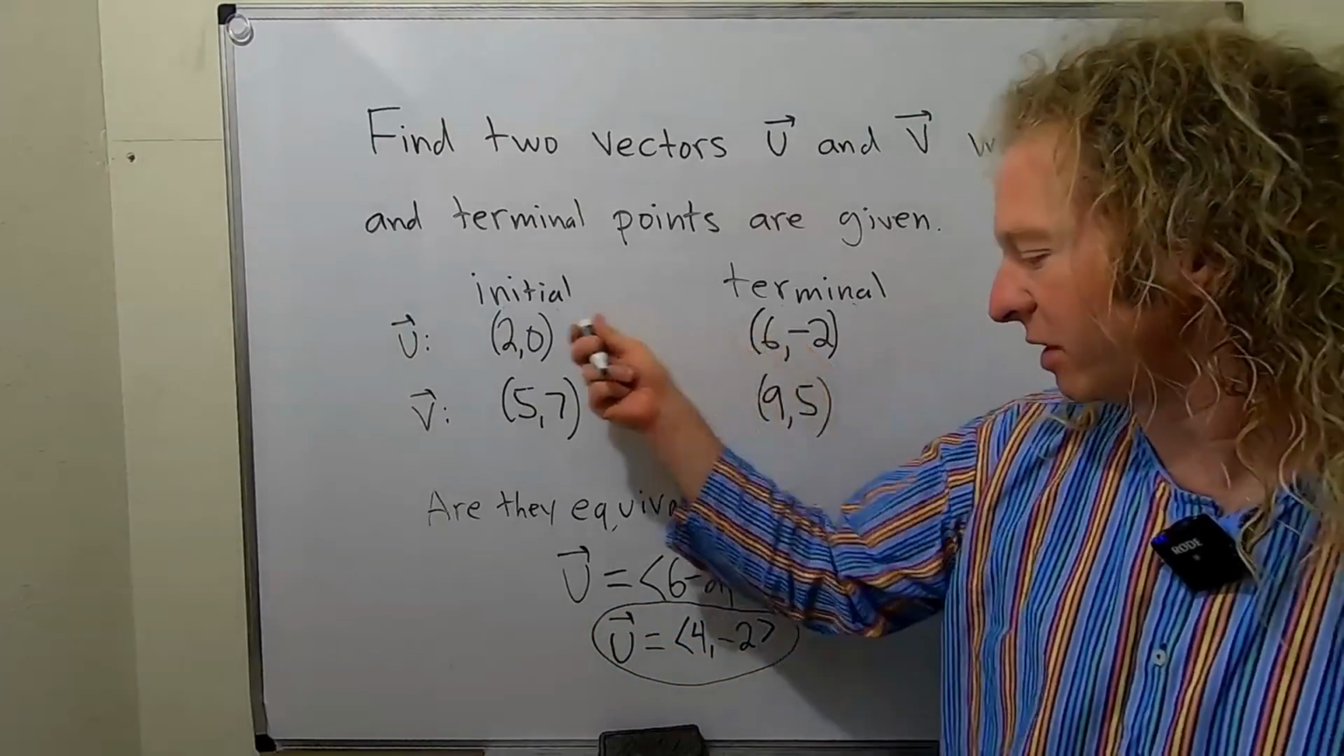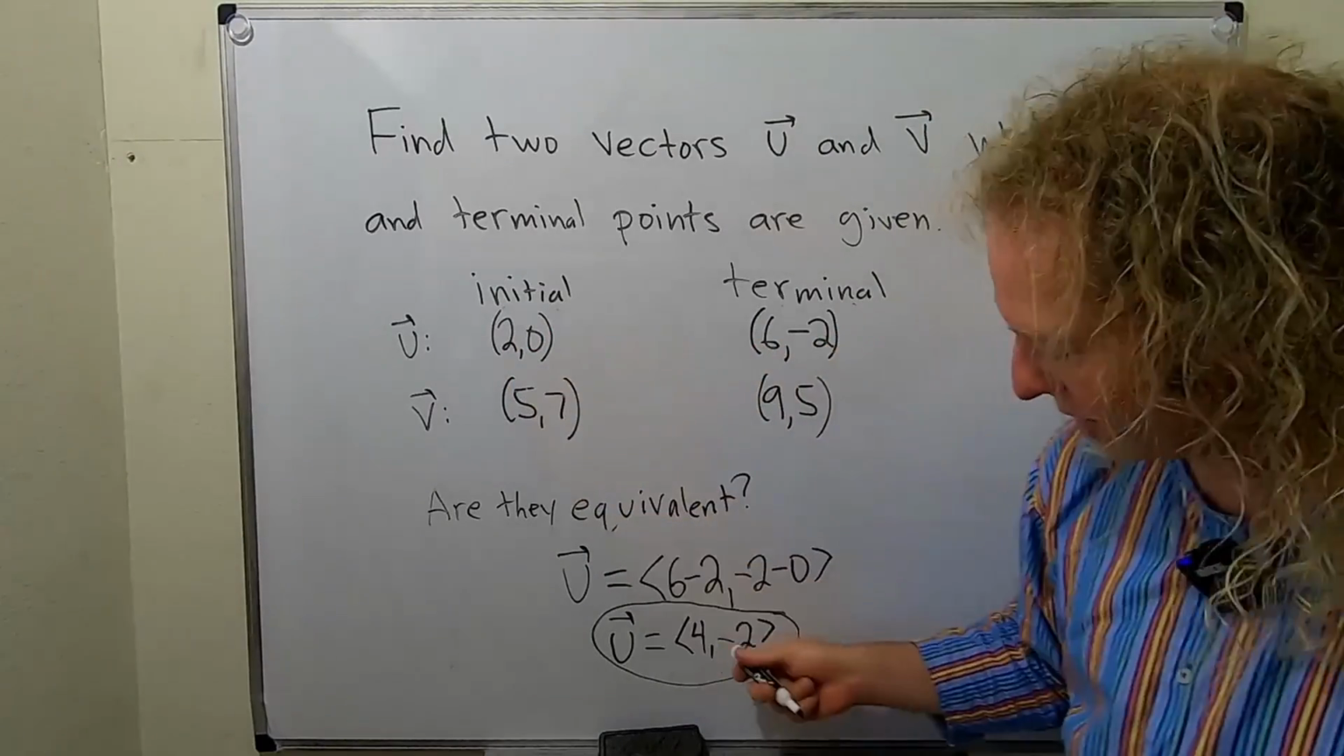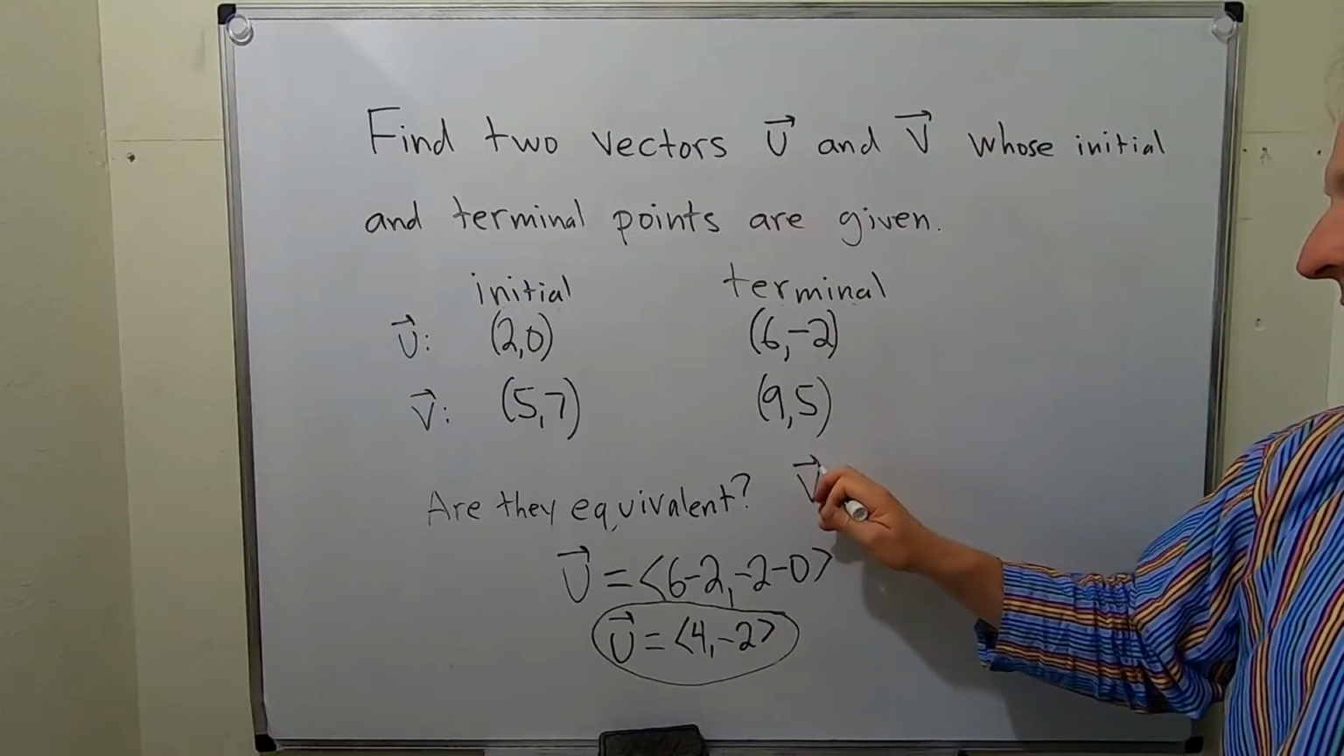So let's just check that. 6 minus 2 is 4. Negative 2 minus 0 is negative 2. Good stuff.